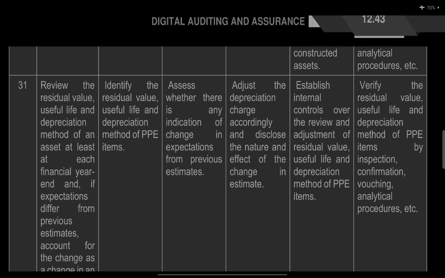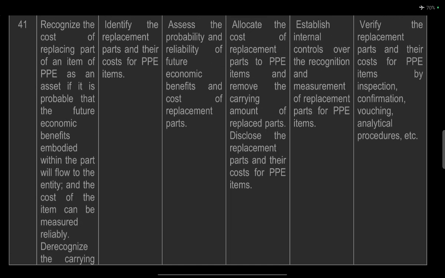ICFR: establish internal control over the review and adjustment of the residual value, useful life, and depreciation method of PPE. Auditing procedures: verify the residual value, the useful life, and the depreciation method of PPE by inspection, confirmation, vouching, analytical procedures, etc. Para 41.